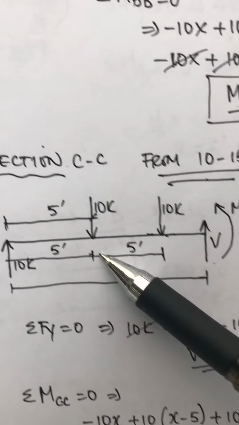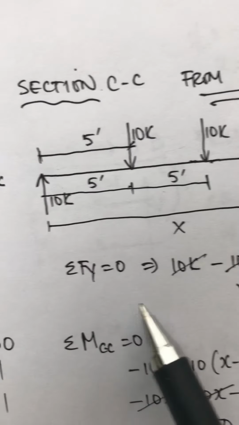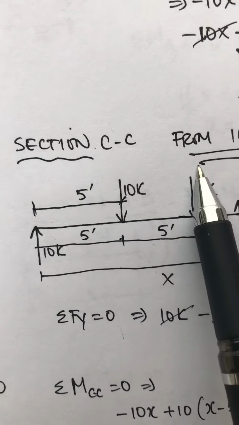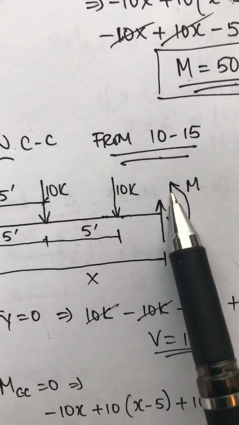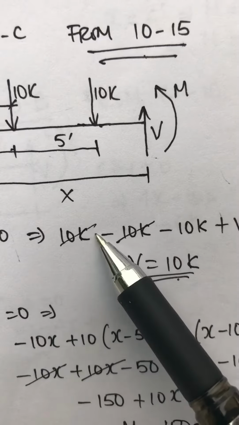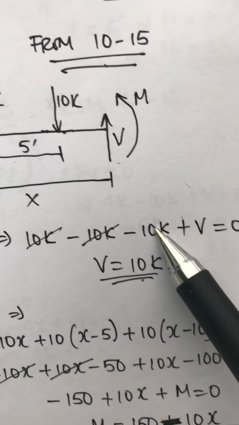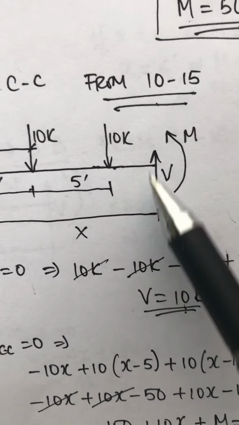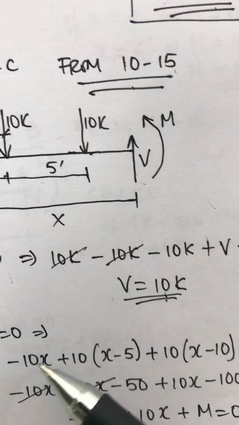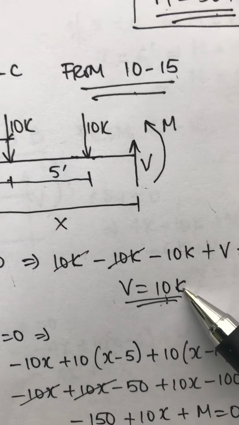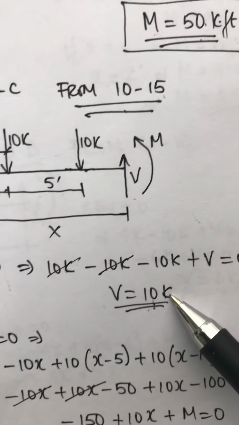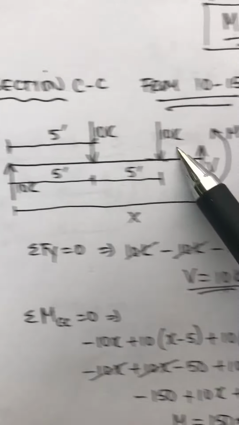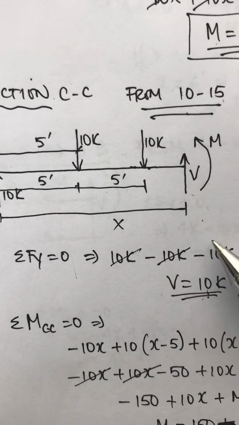The summation of forces in the y direction is plus 10 minus 10 minus 10 plus V equals 0. So V is 10K. I know that from 10 to 15, V is 10K. Now the summation of moments at our cut CC equals 0.